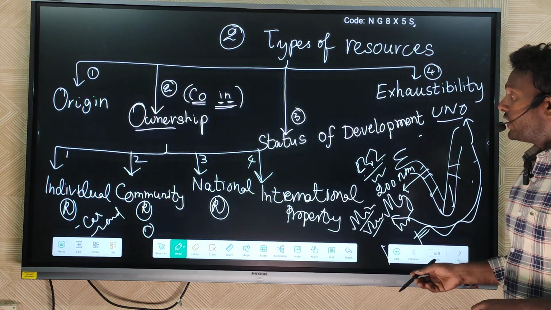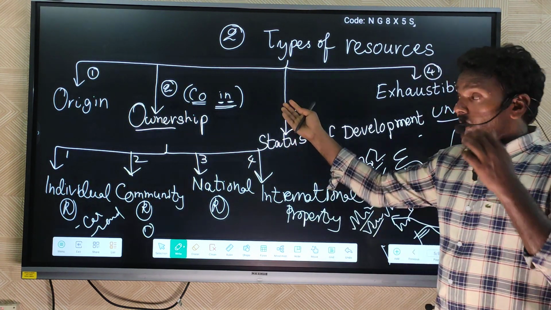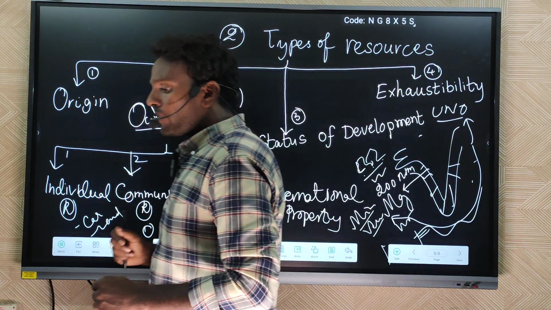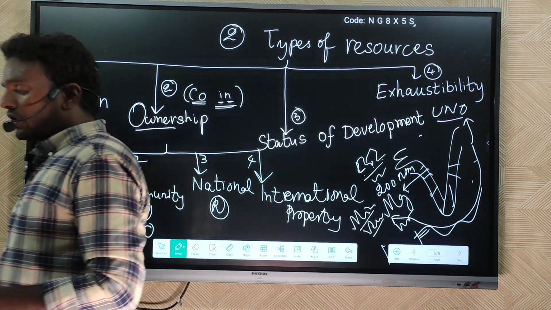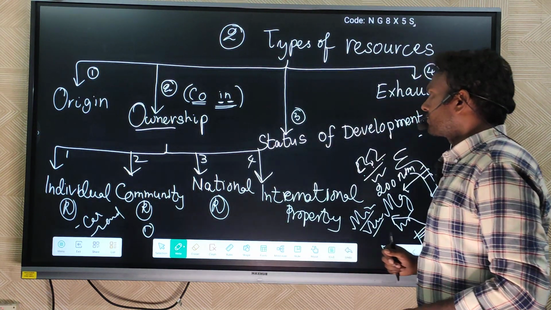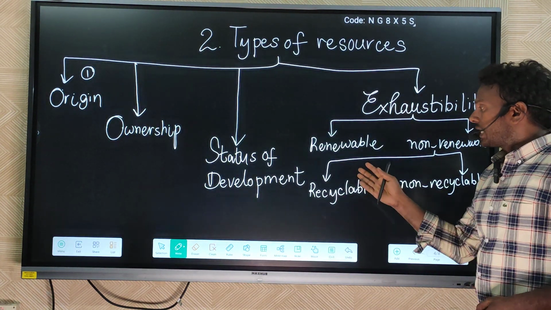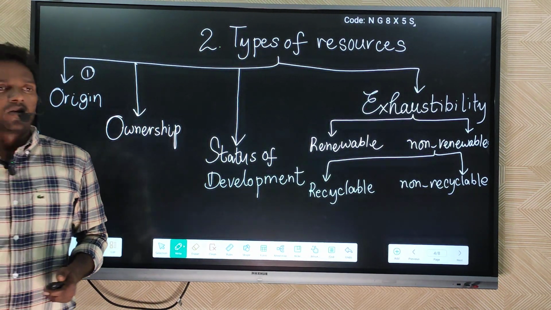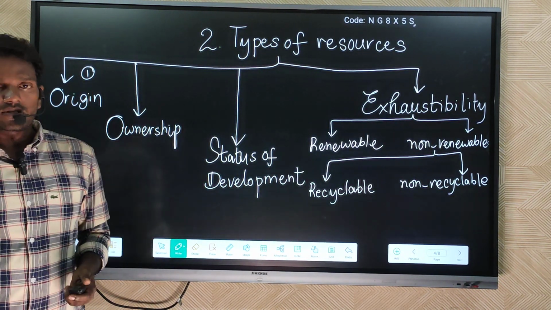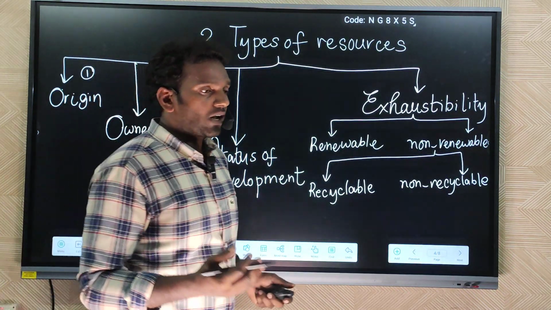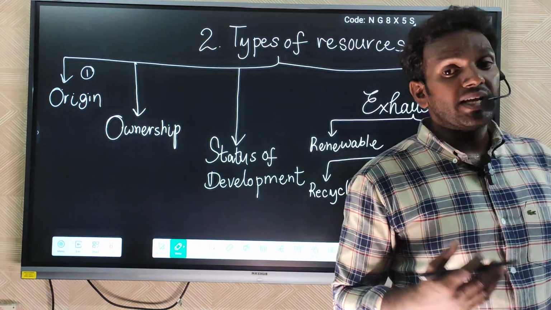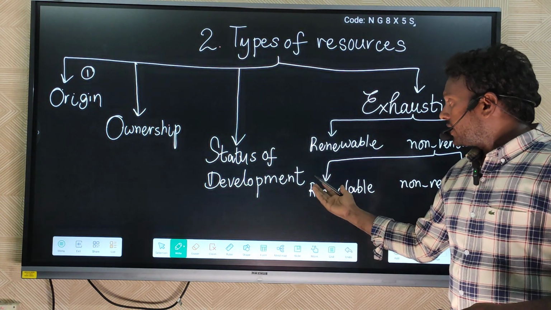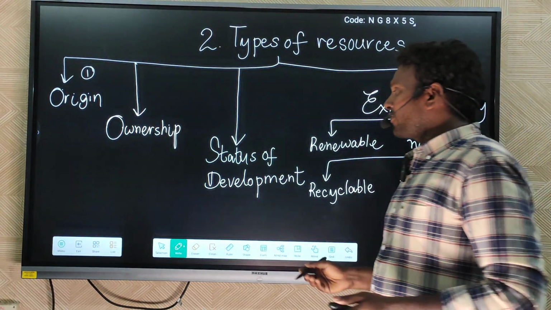Okay, again we need to discuss the third type of classification of resources, that is status of development. Under status of development also, resources are classified into 4 types. What are those? We will discuss here. What is status of development? Look, we know so many resources are there. How much we are developing and utilizing them, based on their status, based on their state, again resources are divided into 4 types.